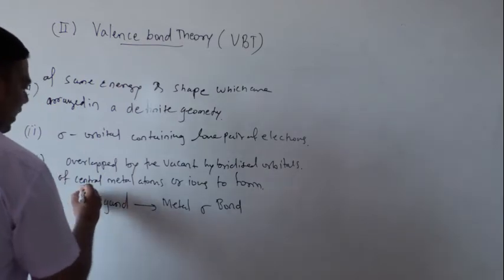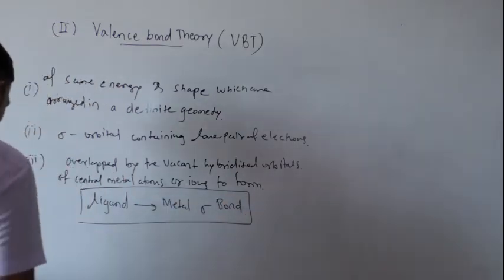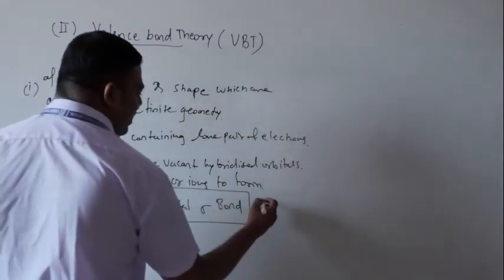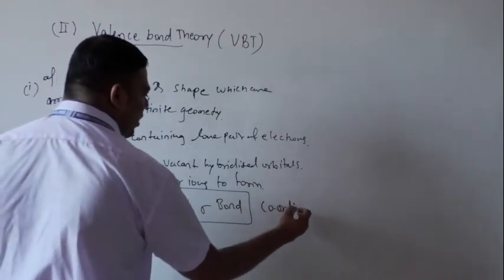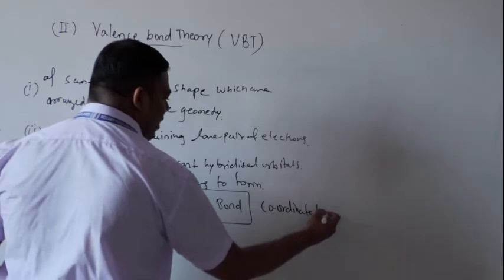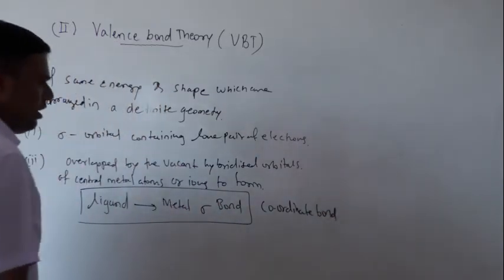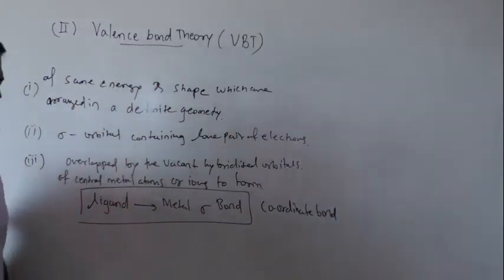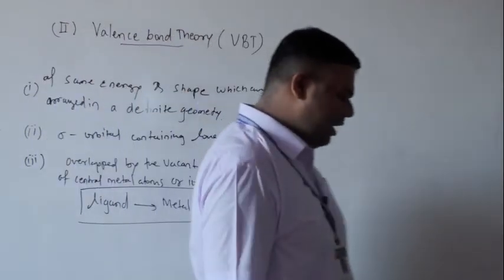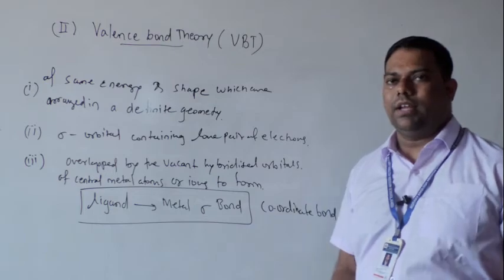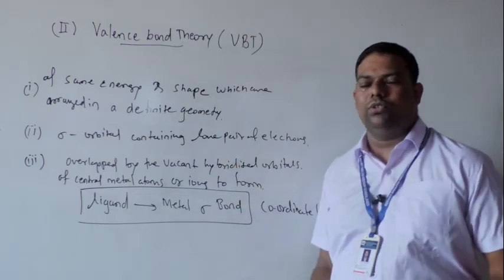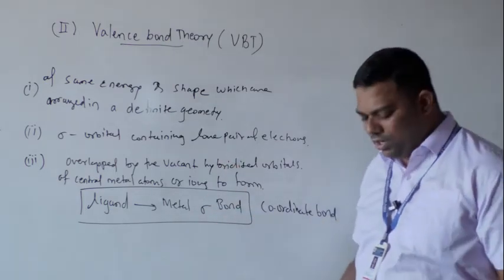A ligand-to-metal sigma bond is formed. That bond we call a coordinate bond. So basically this is the theoretical background regarding your VBT, which you studied earlier in chemical bonding and molecular structure.